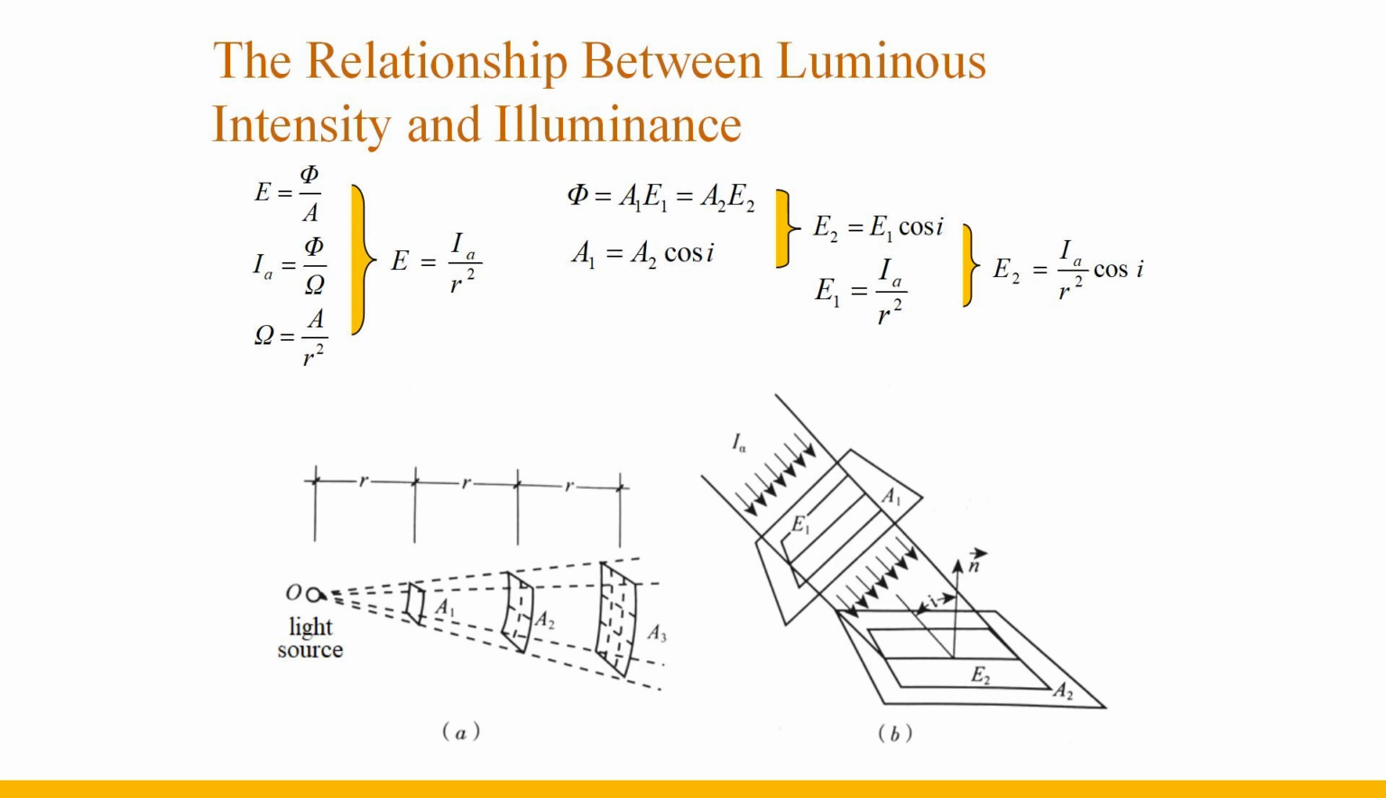Considering that E1 is equal to I divided by the square of R, it is derived that E2 is equal to I times cosine I divided by the square of R. That is Lambert's cosine law. This formula is a relationship between luminous intensity and illuminance, and is suitable for a point light source. When the size of the light source is less than 1/5 of the distance from the light source to the illuminated surface, the light source can be regarded as a point light source.